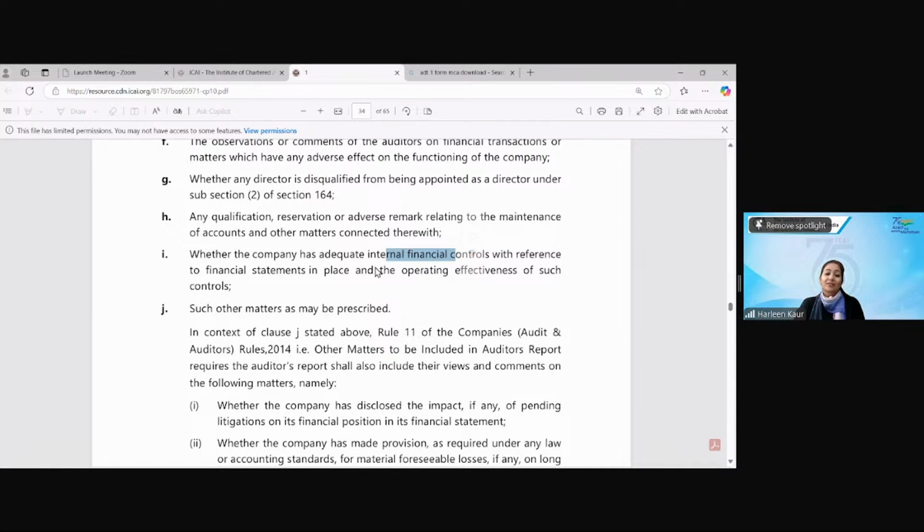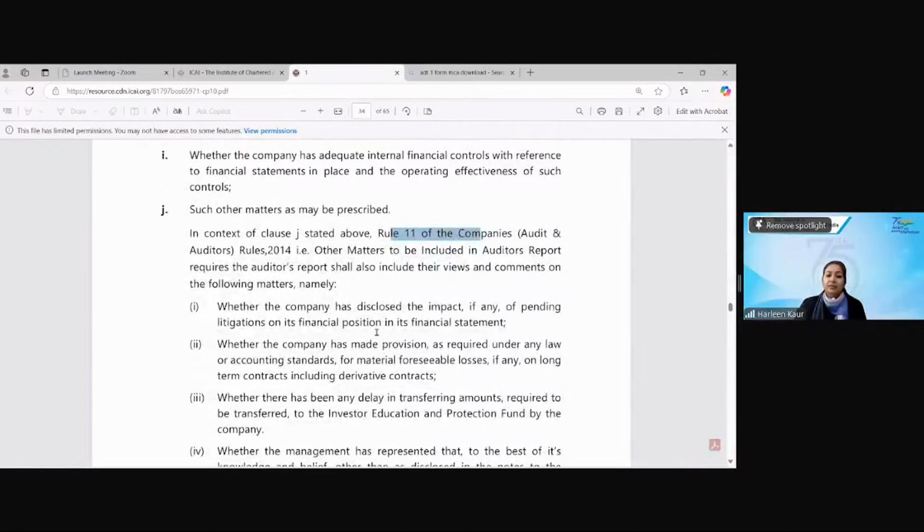So now law has given you under 143 subsection 3 clause J other matters, and these other matters are given under rule number 11. What are these other matters? Any litigation matters which are pending. How are they going to affect my financial positions? So number one in other matters is pending litigation.